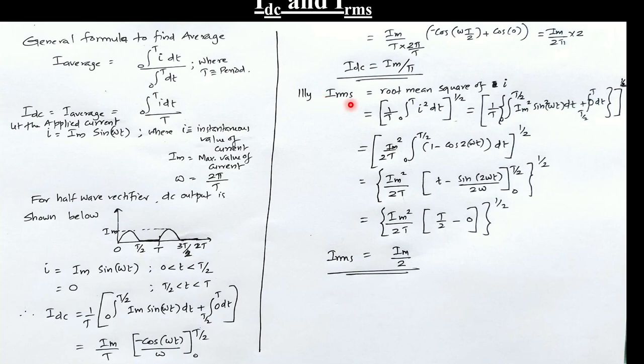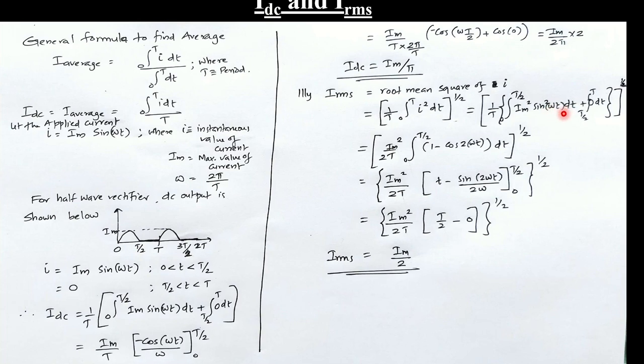And similarly, the IRMS is the root mean square of I. So we have to take first the square, then take its mean and take the square root of it. Here I am squaring I, then taking the average, 1 by T, then taking the square root of it. Again I am going to substitute those values for I: 1 by T times the integral from 0 to T by 2, where I is equal to Im sin omega t, so Im square sin square omega t dt, plus from T by 2 to T it is 0, so 0 dt, all raised to half. Here Im square is constant, you can take it outside: Im square by T, then the integral from 0 to T by 2 of sin square omega t dt.